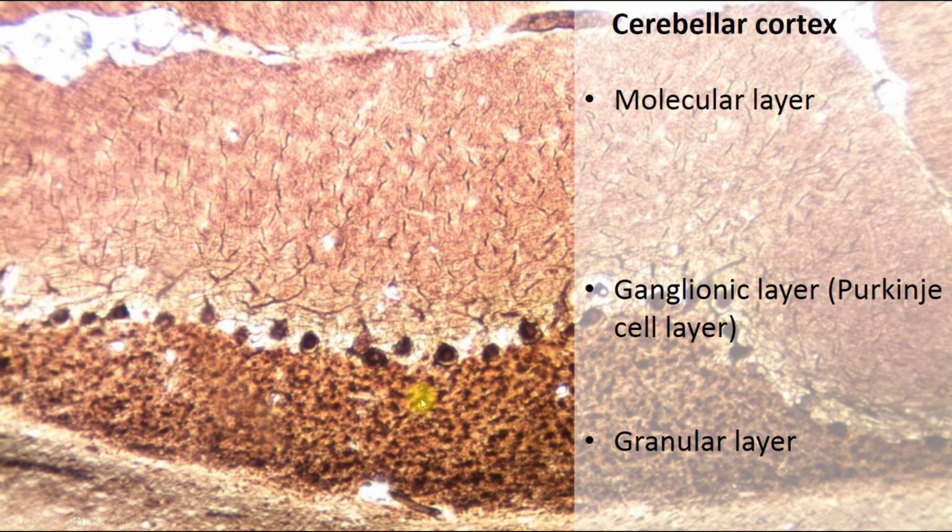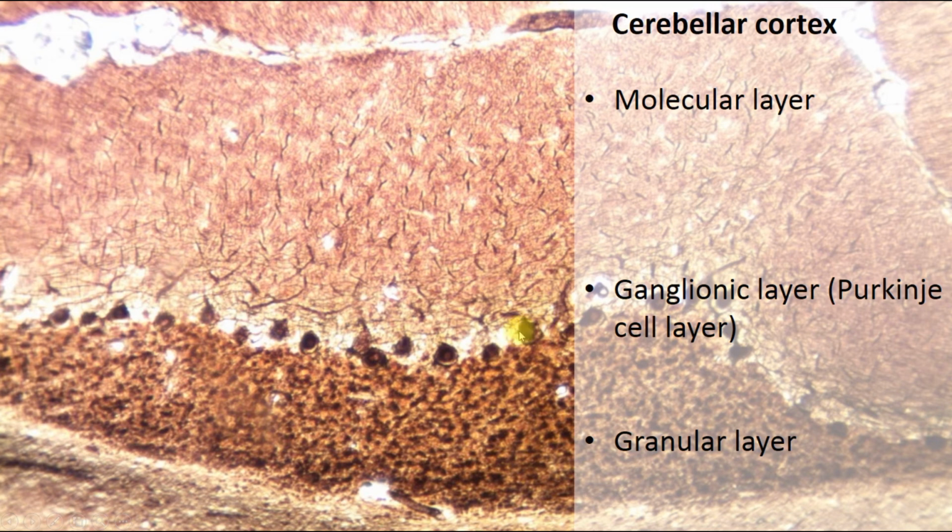There are 3 layers, and they are called molecular layer, ganglionic layer, and granular layer. So the middle layer, the ganglionic layer, is also called the layer of Purkinje cells. Here we can see their cell bodies, their perikarya, and these are the biggest cells in the cerebellum, and they are the most important cells of the cerebellum.